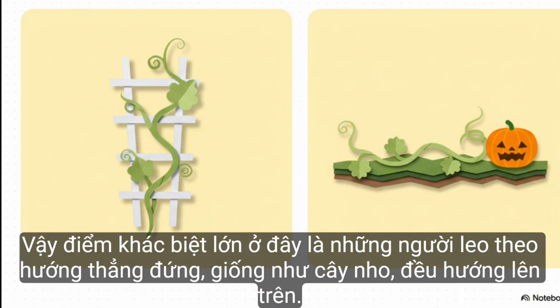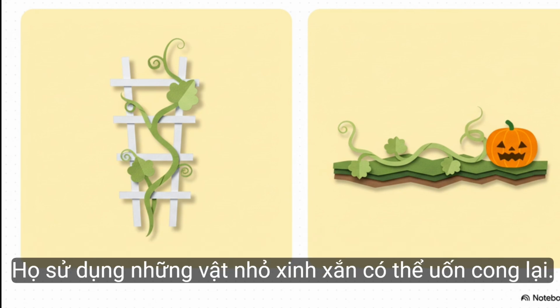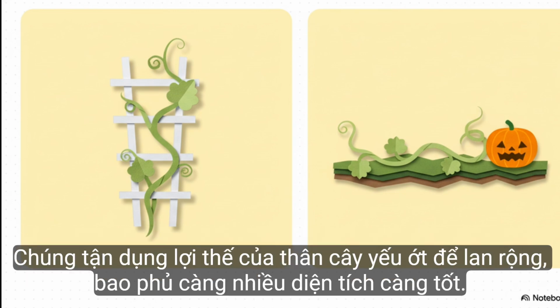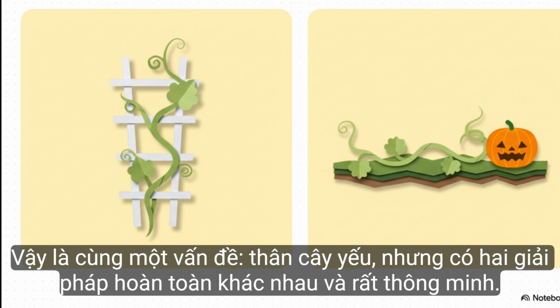So, the big difference here is just direction. Climbers, like a grapevine, are all about going up. They use these cool little things that curl around supports to grab onto stuff and just climb their way to the sun. Creepers, on the other hand, like a pumpkin vine, are all about going along. They use their weak stems as an advantage, spreading out to cover as much ground as they can. So it's the same problem, a weak stem, but 2 totally different and really smart solutions.